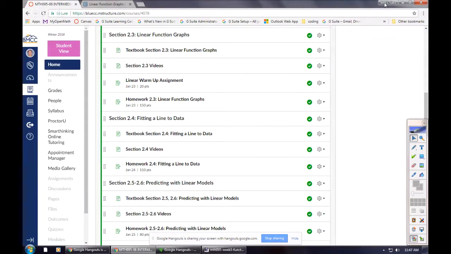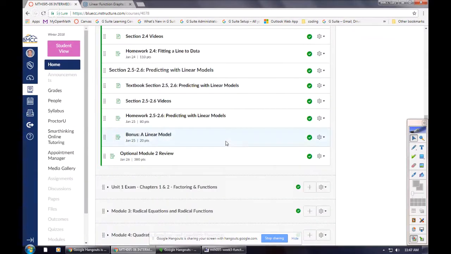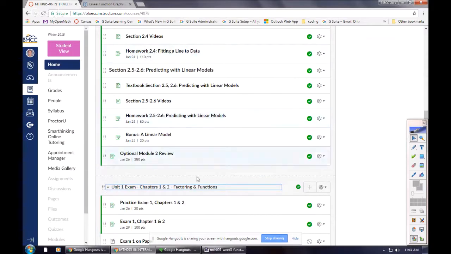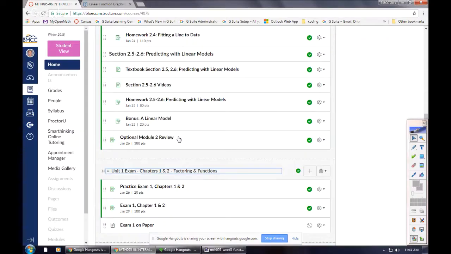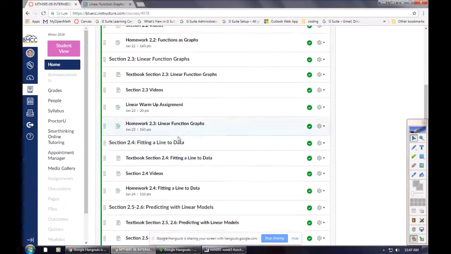If you haven't already taken a look at the sample test at the end of the week, please do so. After chapter or module 2, you'll see unit 1 exam, and there's a practice exam here that you can play around with. Please do that soon.